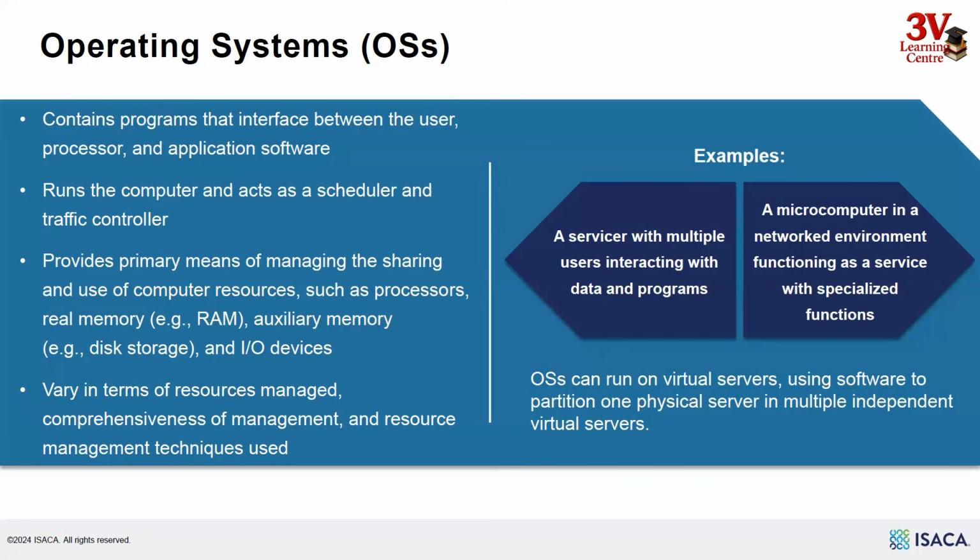So you have the Windows-based operating system, the Linux-based operating system, the Unix-based operating system, and the like. They are different operating systems, but they are all doing the same thing, right? They contain programs, they manage interfaces between the users, the processors, and the application software, because you can't have application software without a base operating system. So the base operating system determines what type of applications you can install.